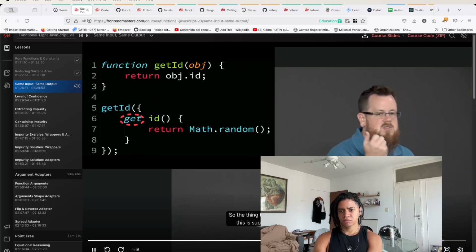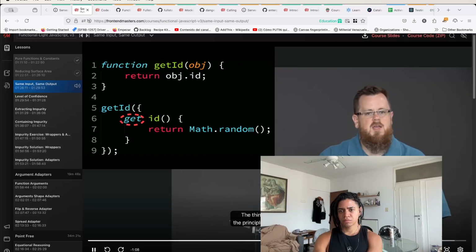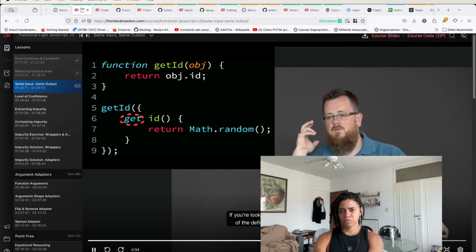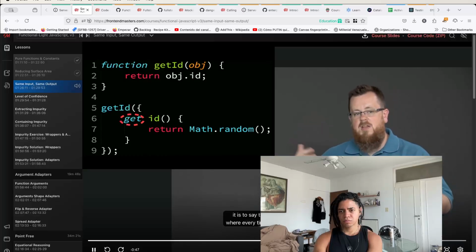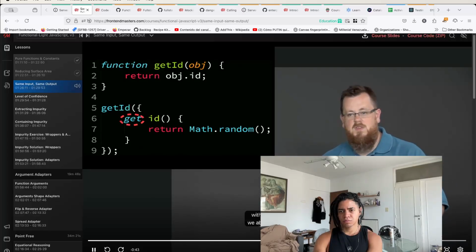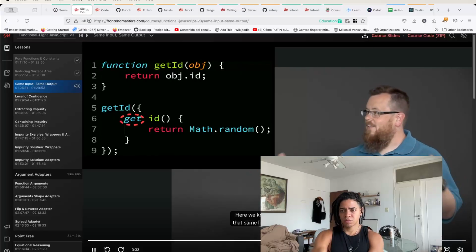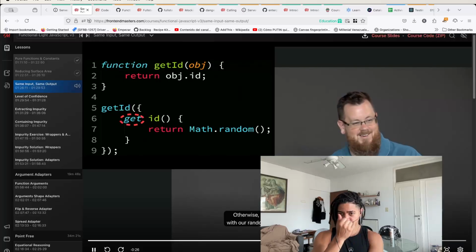So the thing that I'm getting at here, this is super critical for you to get. The principle that I'm getting at is that pure function calls act in isolation. In other words, given the same inputs, they always produce the same output. That's another side of the Rubik's Cube. If you're looking for another component of the definition of a pure function, it is to say that a pure function is one where every time we execute that function with the same inputs, we absolutely, positively know it will always be the same. And here we know by definition, if I call that same line 5 over and over and over again, we know we're going to get the same answer. Otherwise, something's really wrong with our language. Right?